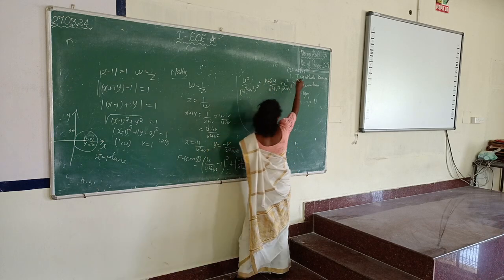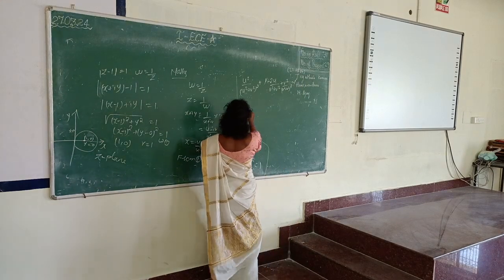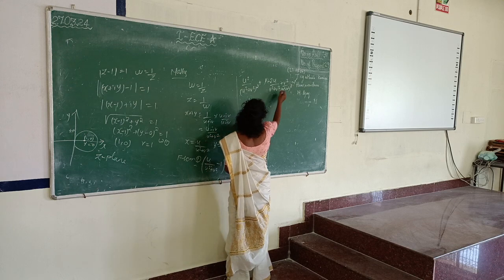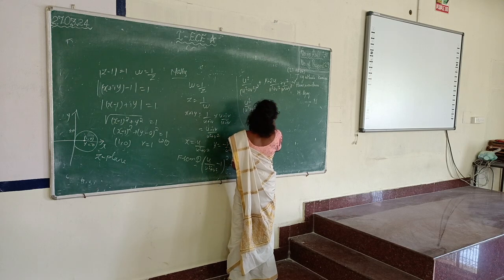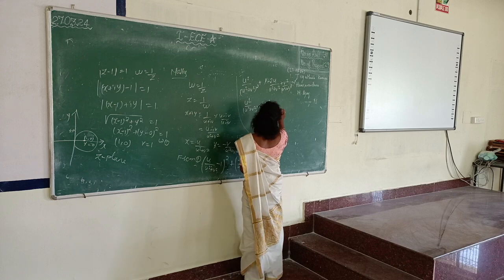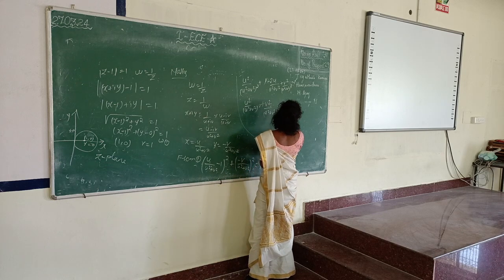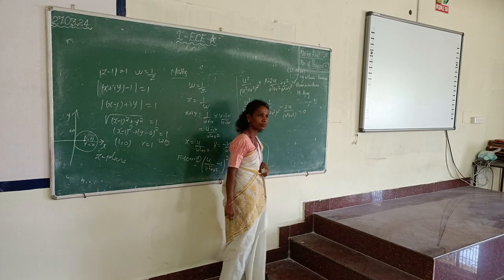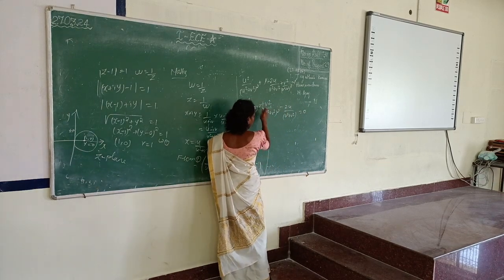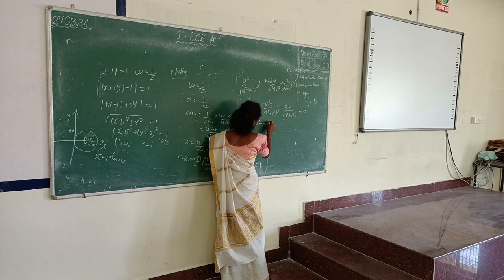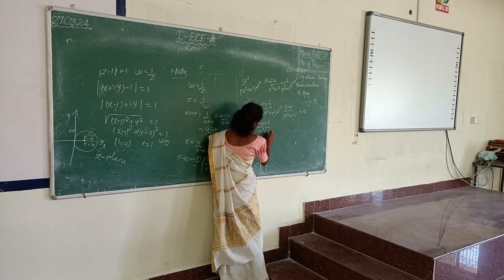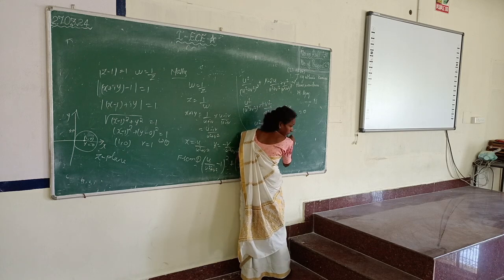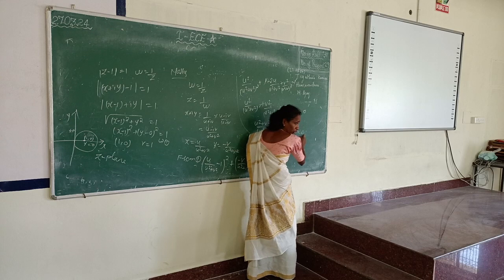That 1 will be cancelled. That is 0. Then u square divided by u square plus v square, the whole square. Then v square divided by u square plus v square, the whole square. Then minus 2u divided by u square plus v square equal to 0. Then again, take common. u square plus v square divided by u square plus v square, the whole square, minus 2u divided by u square plus v square equal to 0.